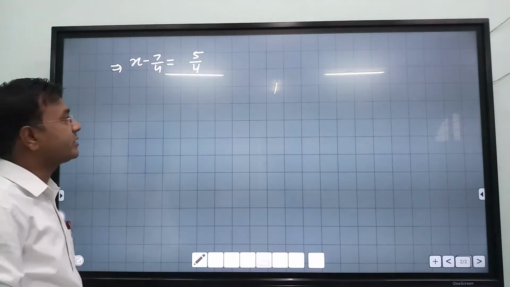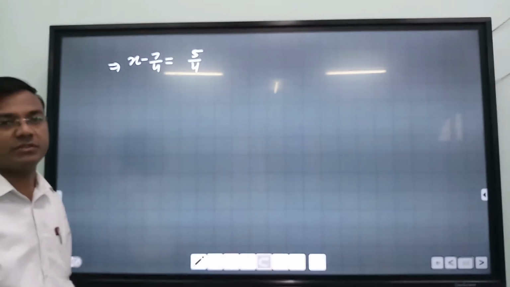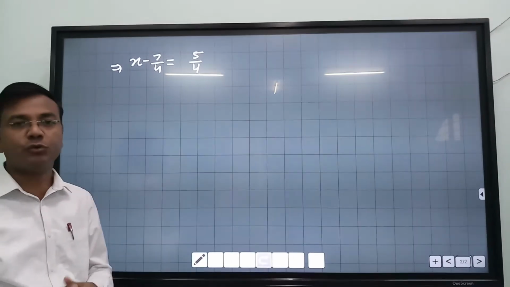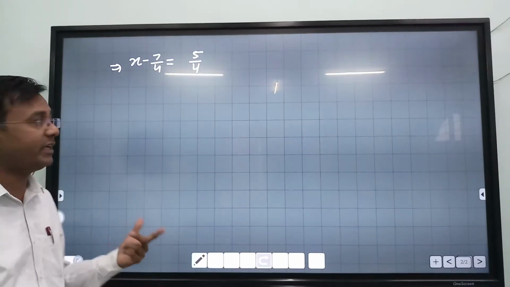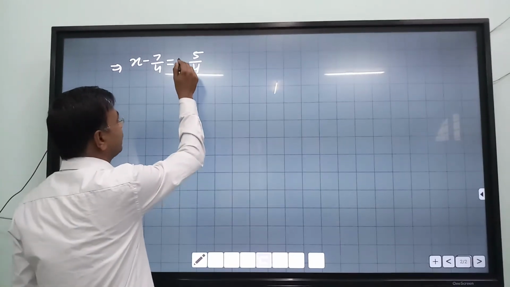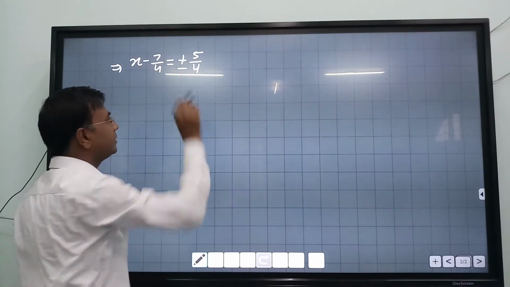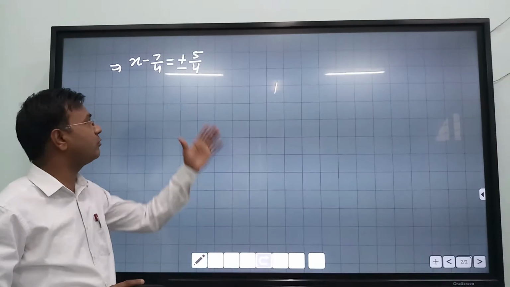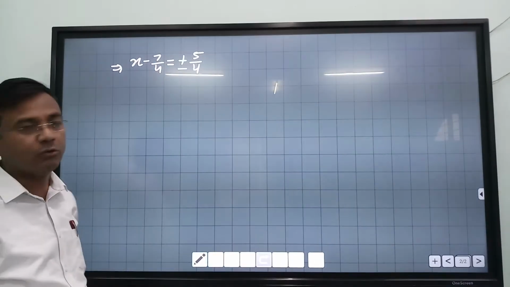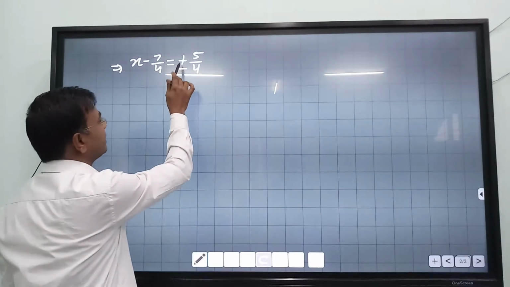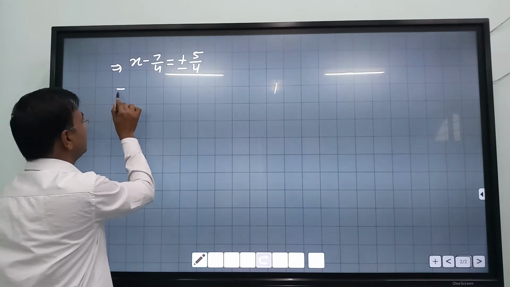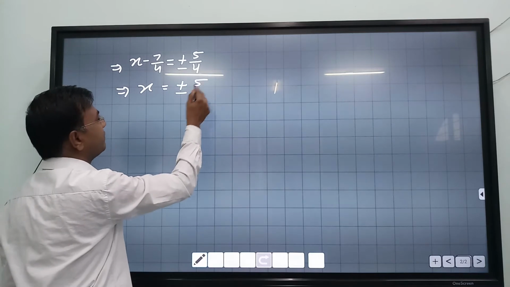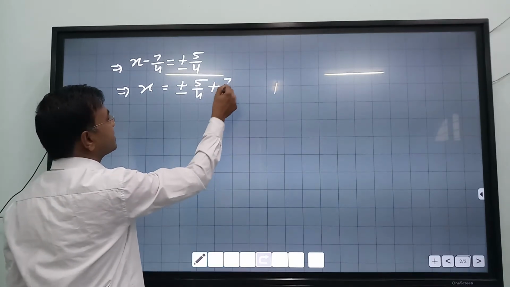Now the very important point, since we are studying quadratic equations, quadratic means degree 2. So this equation must have two roots. Quad means 2, quadratic equation means two roots. So to get two roots, we have to use plus minus here, right? In all the questions, whenever we are finding a square root, whatever result comes out must be taken with plus and minus. Make sure. Now we have x equals to plus minus 5 by 4 plus 7 by 4.